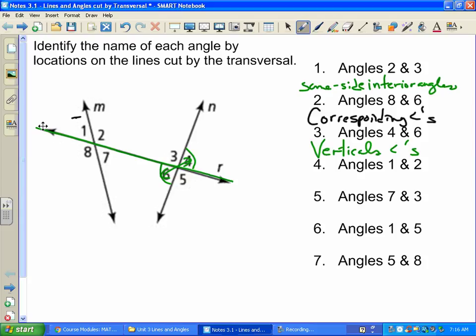Now you may want to pause the video for a few minutes and try some of these on your own. Or if you're not quite catching on yet, you may want to continue the video to see what other ways we can look at these angles. So if you want, you can pause the video now.